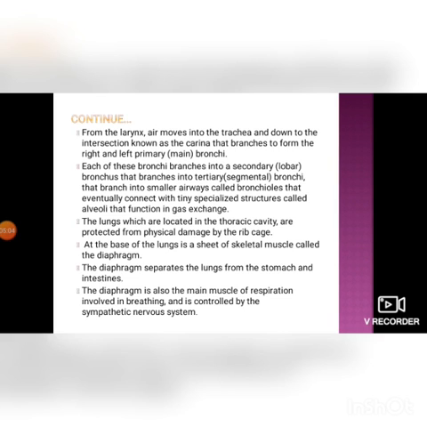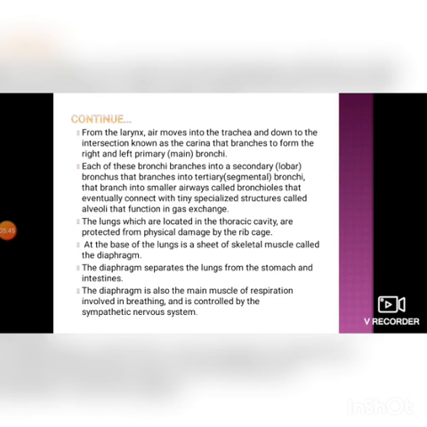Each of these bronchi branches into secondary lobar branches, which branch into tertiary segmental bronchi, and then into smaller airways called bronchioles. These connect with tiny specialized structures called alveoli, whose function is gas exchange.